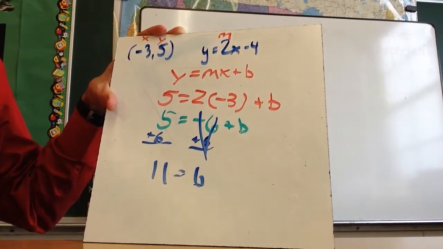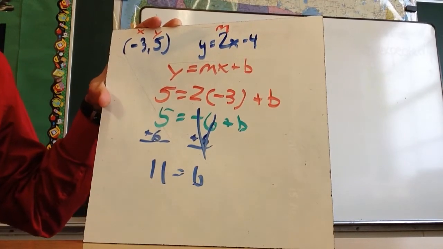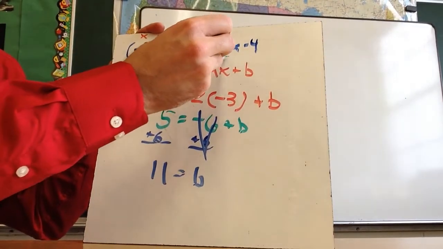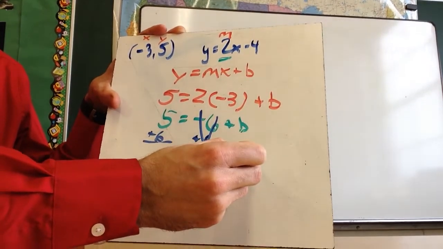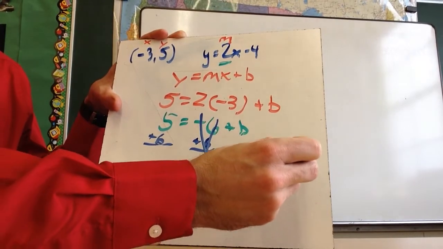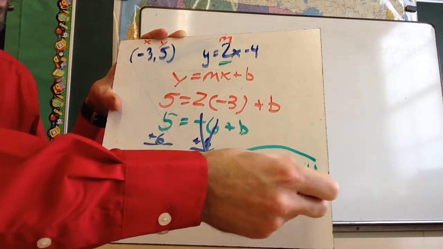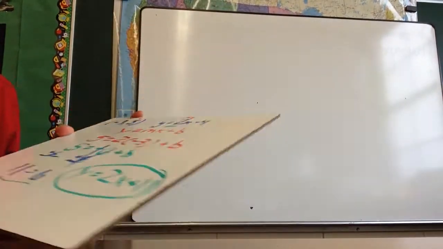Keep in mind I'm not done yet because my formula has to be in y equals mx plus b. However, now I know m and I know b. So my equation for the line is y equals 2x plus 11. Okay, so this would be the other way that you could solve it. So I'm going to come back to this one in just a sec.